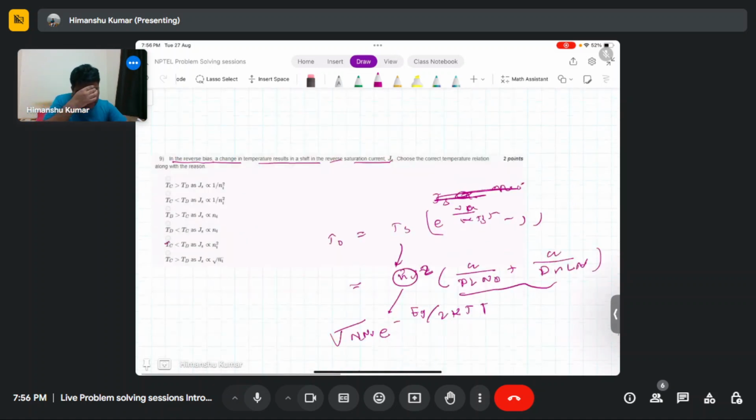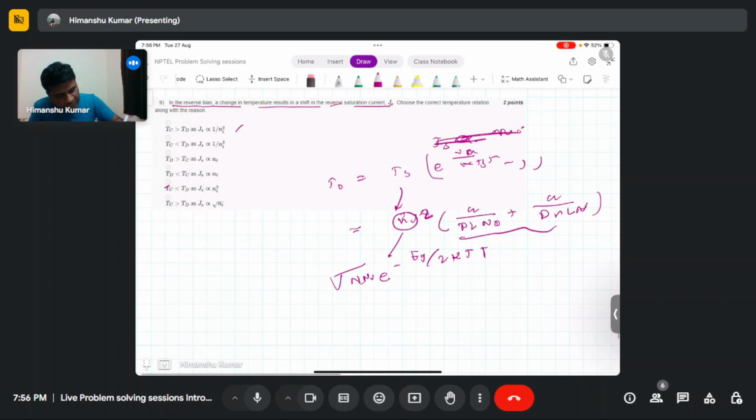So let's analyze the options. This is wrong. This is wrong too, because TT is greater than TC, but Js is directly proportional to Ni square. TT is greater than TC as Js is directly proportional to Ni: this is also wrong. TT is less than TC as Js is directly proportional to Ni: this is also wrong. TT is greater than TC as Js is directly proportional to Ni square: this is the correct answer, and the last one is also wrong. So that is the correct explanation and the correct answer for this.